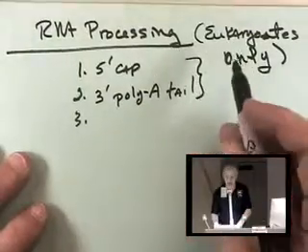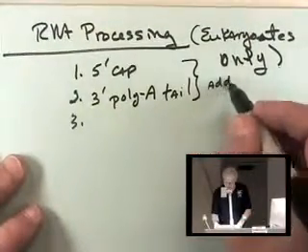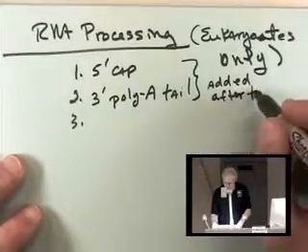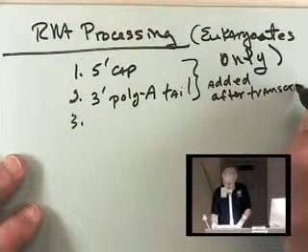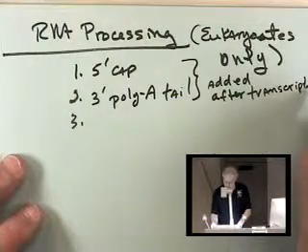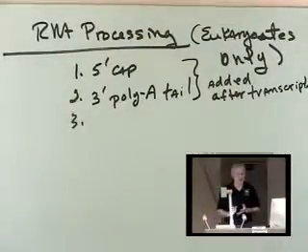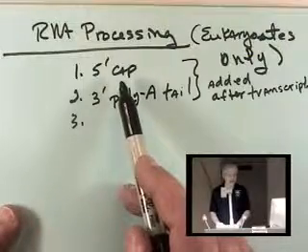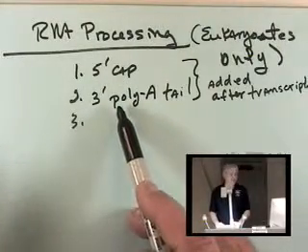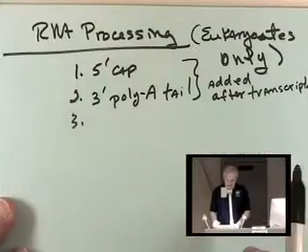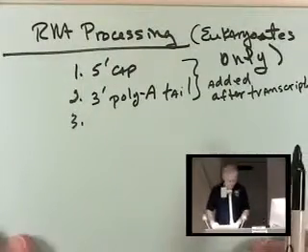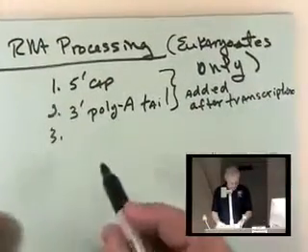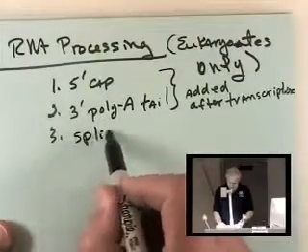So these are added after transcription. And because I'm just using the word transcription, we're talking about initiation, elongation, and termination. So shortly after initiation, the 5' cap can be added, but only at termination will the 3' end be available, so then the poly A tail is added after the termination of transcription. And the third example is that splicing that we just described.